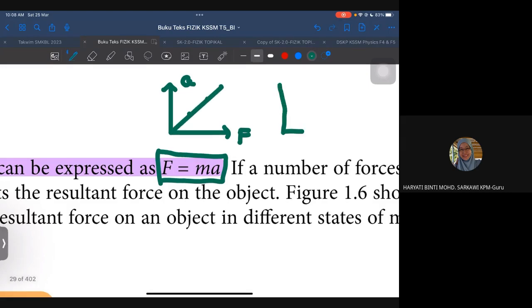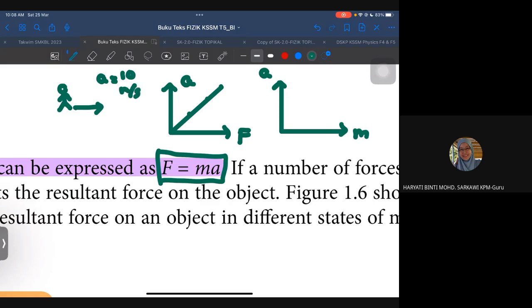But if let's say you want to plot a graph of acceleration against mass, so the bigger the mass, what happened to the acceleration? Let's say you have a boy running, lari, and then he has an acceleration, let's say 10 meter per second. Then the same boy runs and carries a big box, ada kotak besar. Will the acceleration be more than 10? No, right? So it means that when the mass is bigger, the acceleration will be smaller. Bigger mass, acceleration here. Smaller mass, acceleration value will be up here. So your graph will be like this.